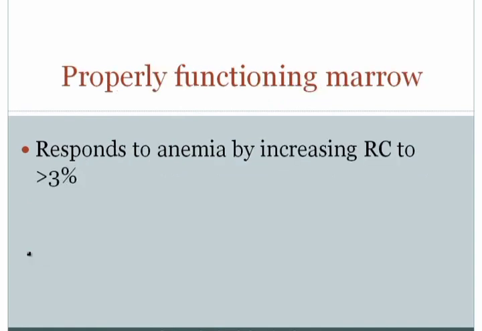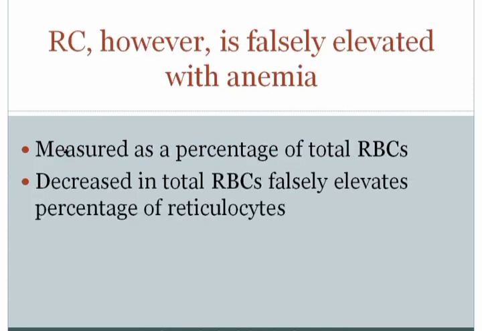In a properly functioning bone marrow, the reticulocyte count, if there was an anemia, should pump up to greater than 3%. What I mean by this is that when there is an anemia, the bone marrow should respond by making more reticulocytes in order to try to make up for the loss of red blood cells. And the bone marrow does have the ability to pump up the reticulocyte production so that the reticulocyte count in the peripheral blood smear would be greater than 3%. However, we also need to keep in mind that with an anemia, the reticulocyte count will be falsely elevated.